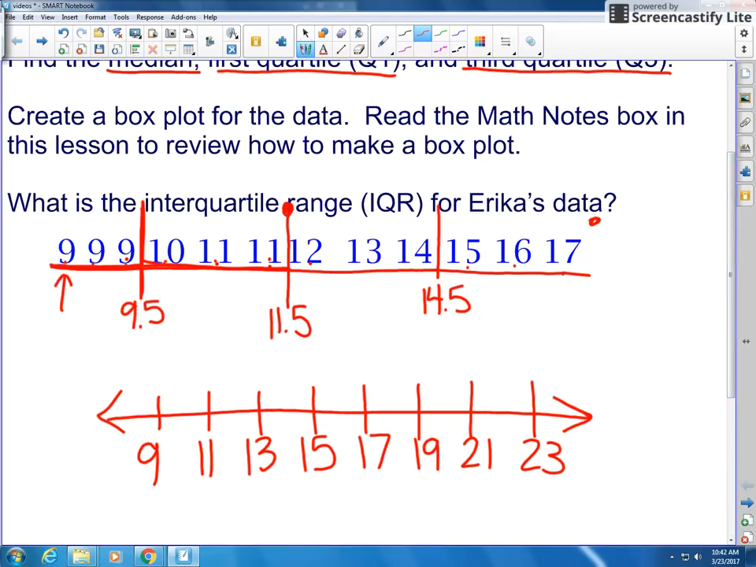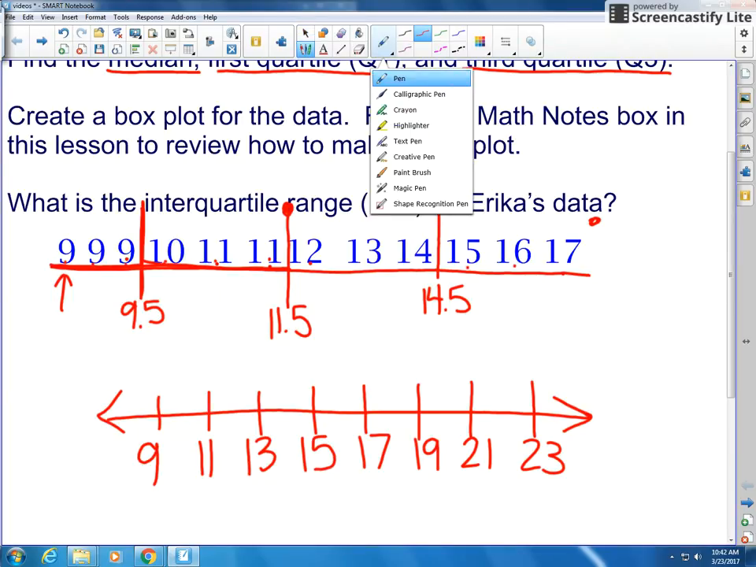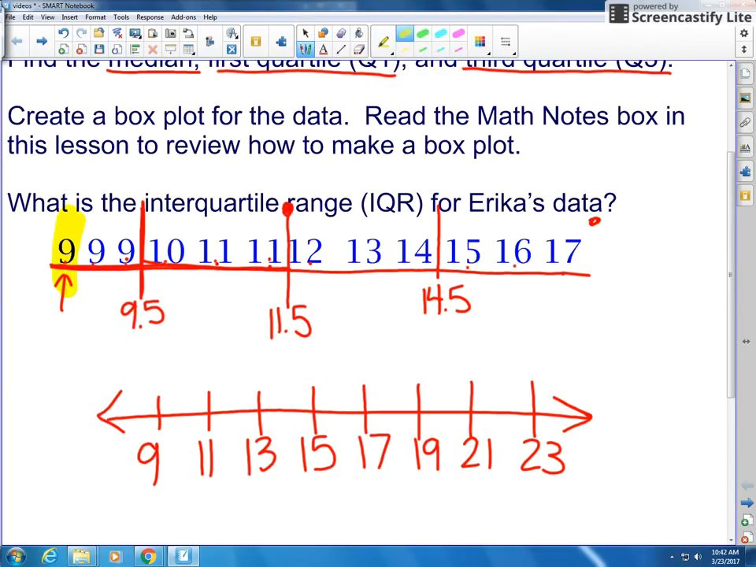Now remember, I need to plot my minimum, my smallest number, my quartile 1, my median or my halfway, my quartile 3, and my maximum, the largest number.